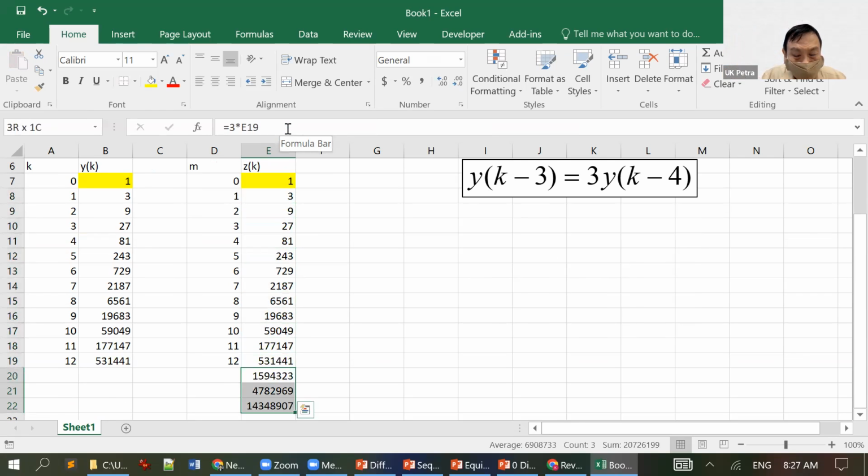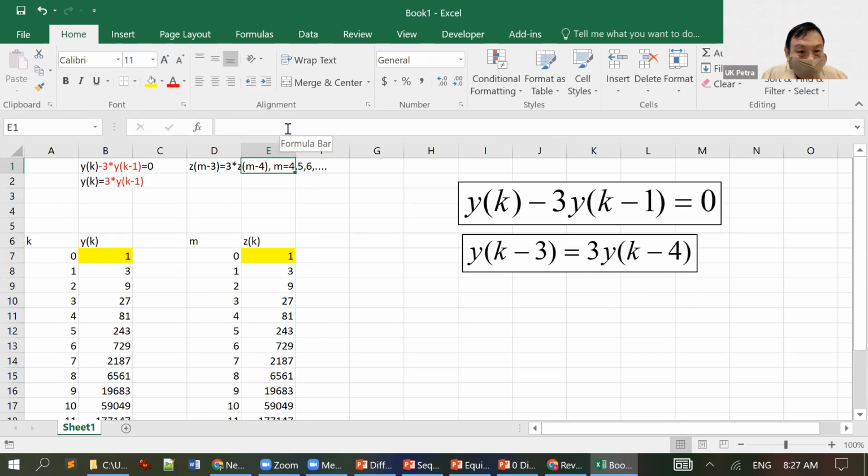Then I just copy down. Exactly the same, right? So the difference now is M is starting from 4 here. M is starting from 3. Is that correct? Now, this M equal 3 is equal to k is 0. Is that correct? Right? So I mean the sequence is exactly the same. The only difference is the index.